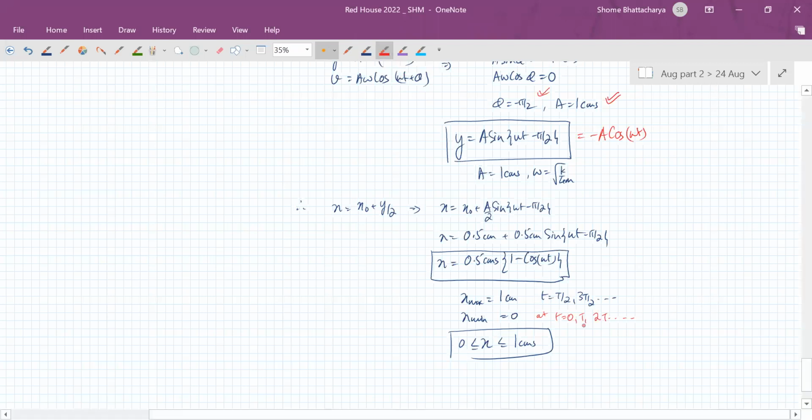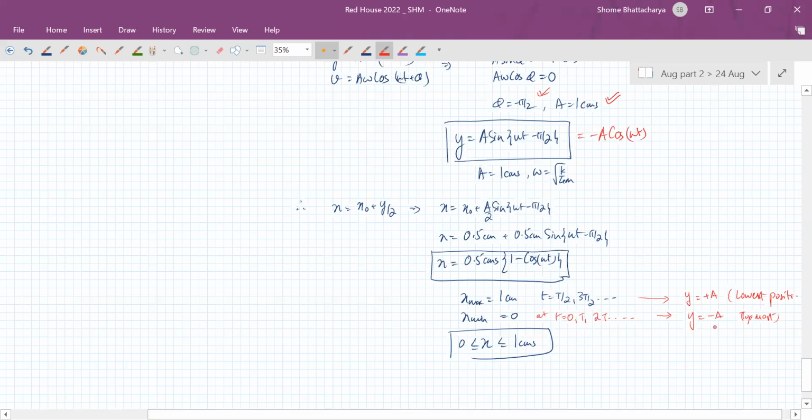Okay. Also, you'll realize here that when x is equal to 0, x minimum, at that point of time, the block is at its y equal to minus a, that is the topmost position. And whenever x becomes its maximum value of 1 centimeter, y is plus a, that is at the lower extreme, at the lowest position. Okay.